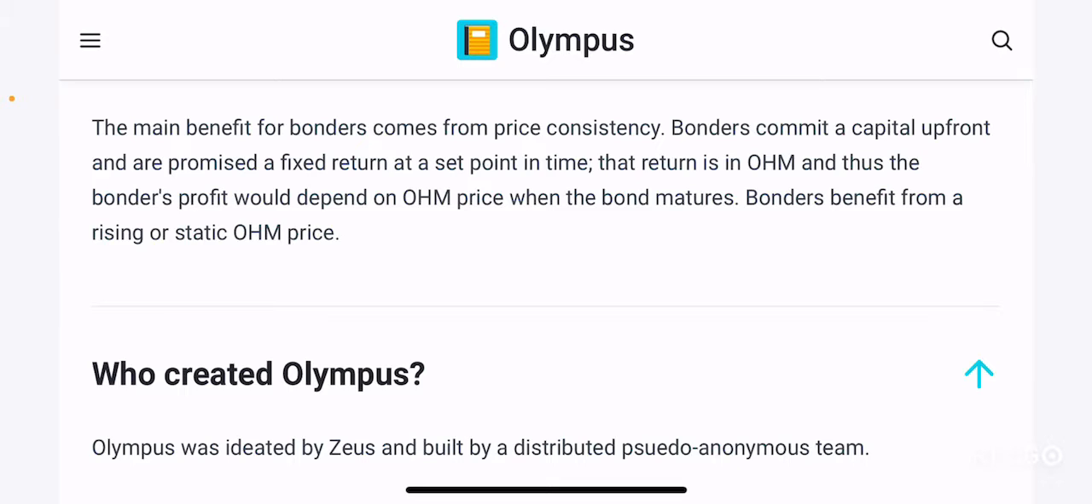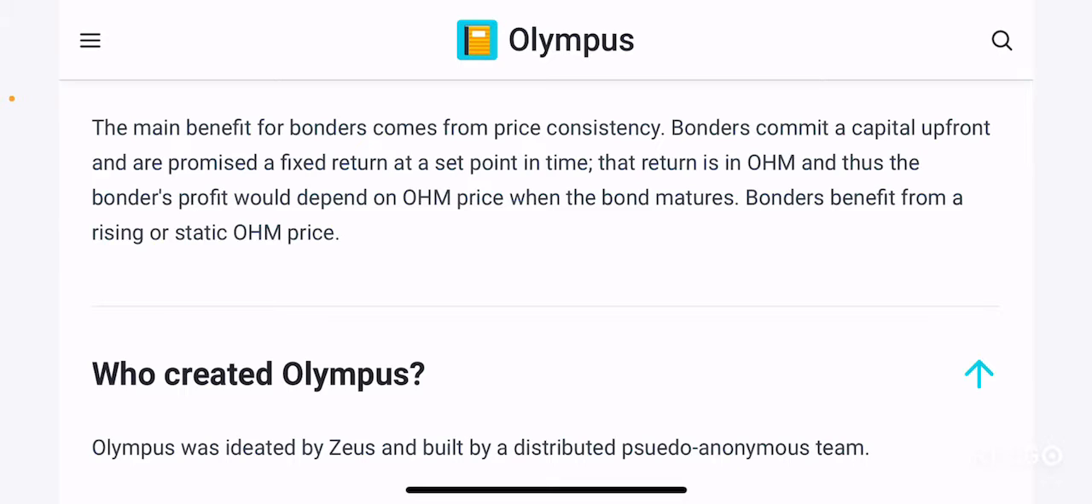So when you are bonding your LP tokens, you are promised a fixed return rate at a set point in time. So you can't unbond it. You can only unbond it after a particular period of time, which means your LP tokens are locked for a set period of time. But in return, you will be getting a fixed rate of return, which means you will get a guaranteed yield, right? So in return for bonding for a decent period of time, during which it will be locked, you are receiving a fixed rate of return, right? And this rate of return will be paid out to you in Ohm tokens.